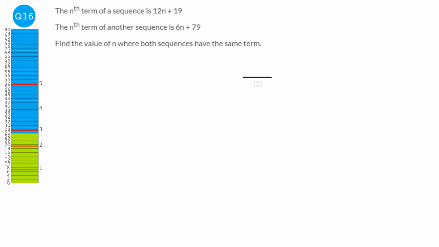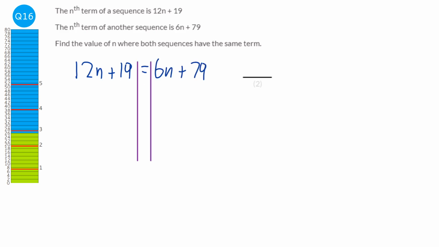So we're asked to find the value of n where both sequences have the same term. So I'm going to start off by equating both nth terms to each other, and then we can find the value of n which gives the same term. So I draw my lines down, and I'm going to start off by getting rid of the n's from both sides. So we look to see which is the smaller amount. We've got 12n and we've got 6n, so the smaller amount is the 6n. So we're going to take away 6n both sides.